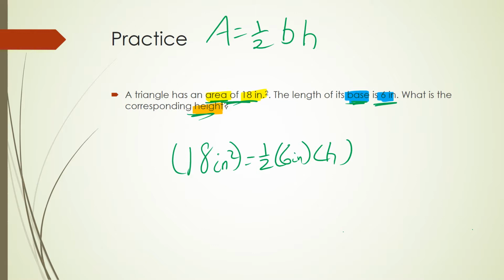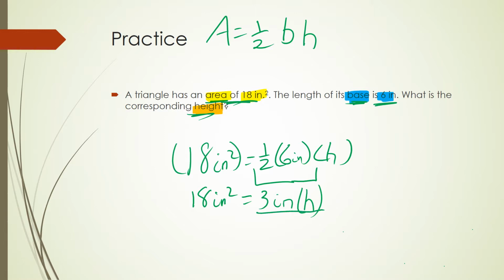Now it's just a simple matter of simplifying. So what, 1/2 times 6 is equal to 3. So that would be 3 inches times h is equal to 18 inches squared. So again, we're solving for h, so we have to get h by itself.